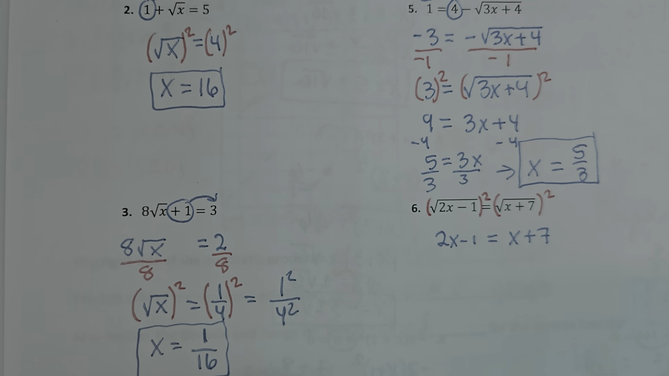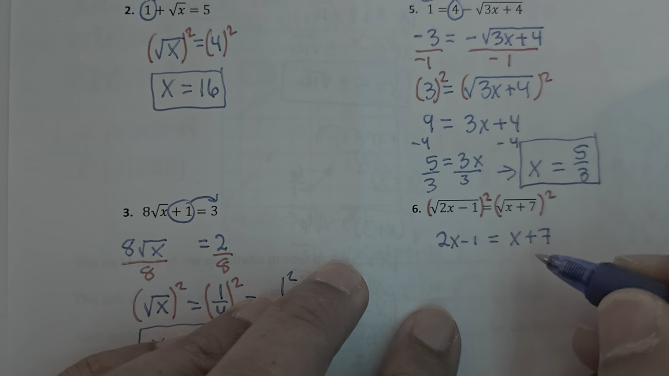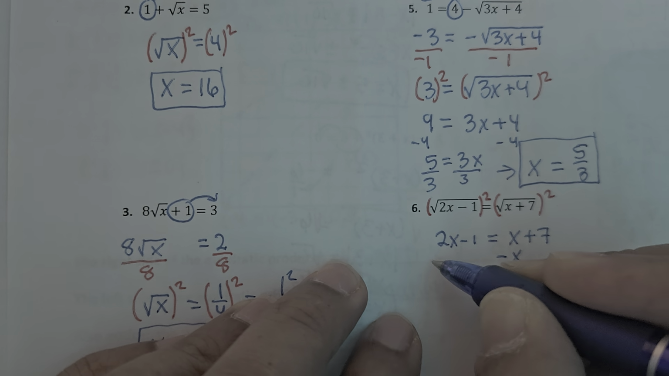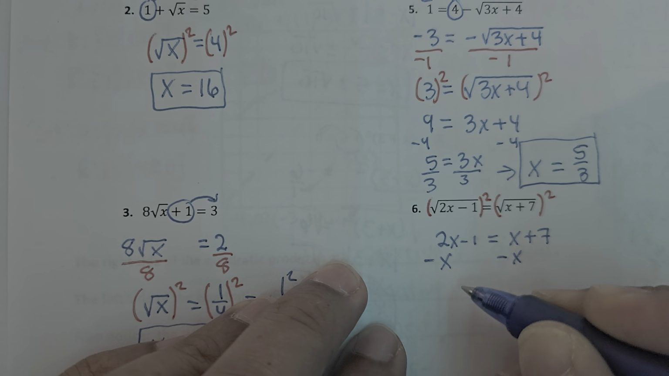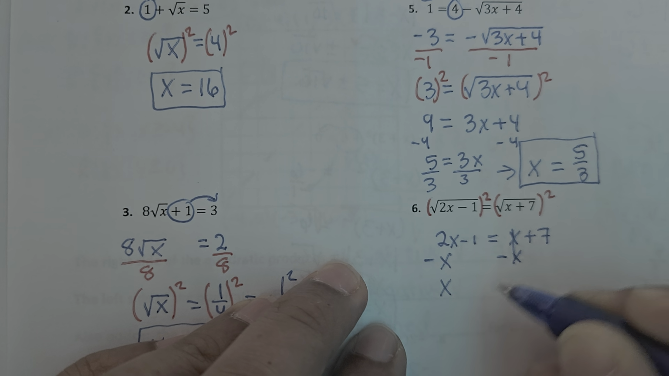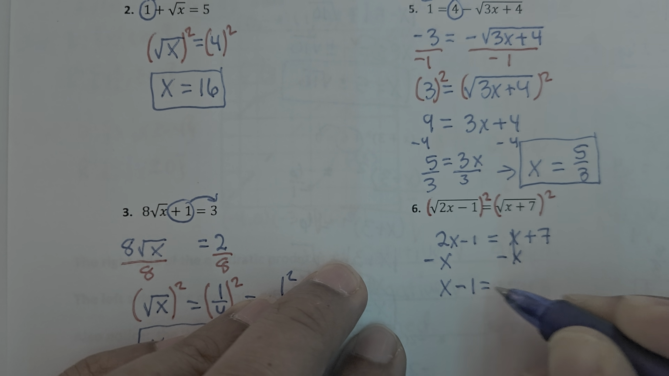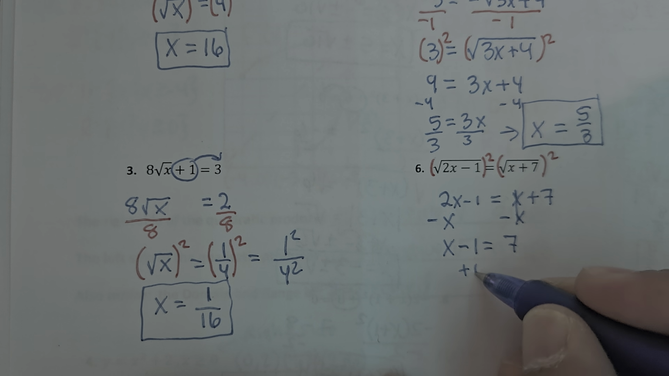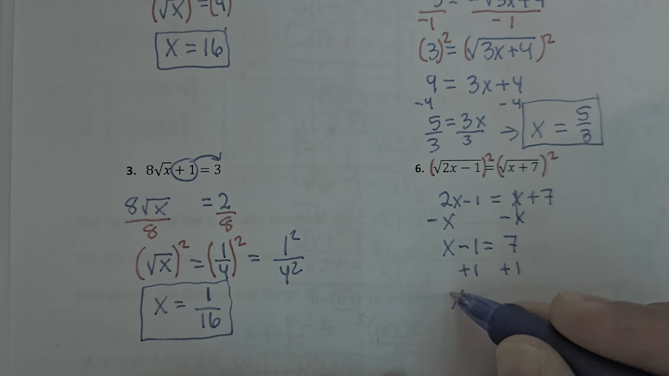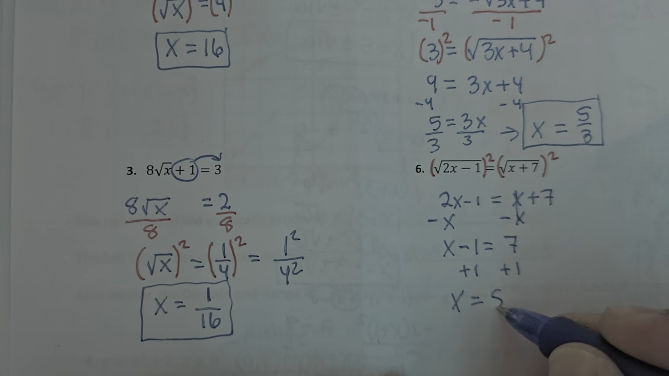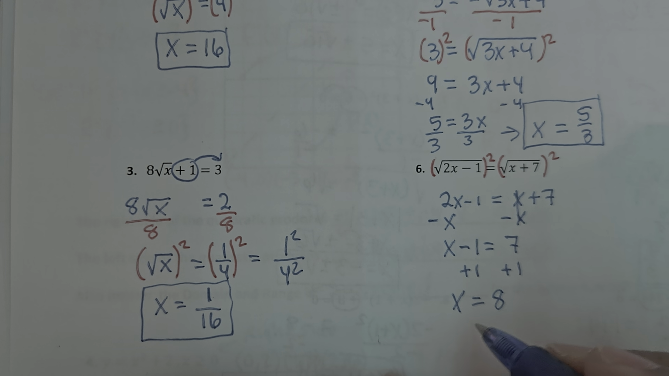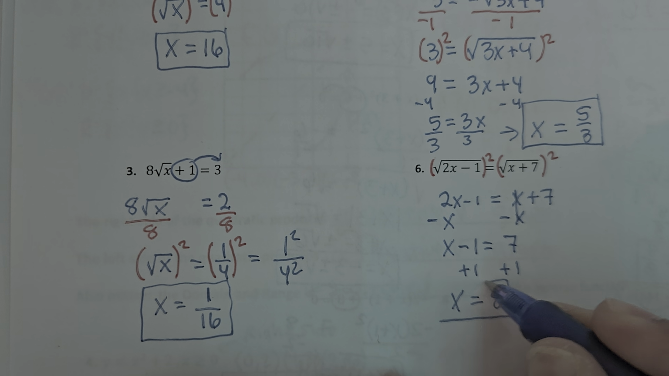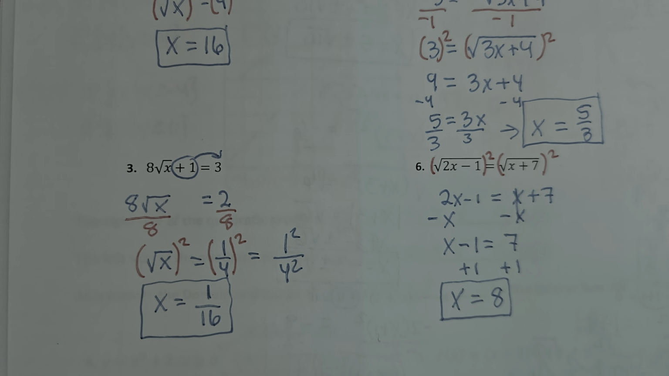Once you get to this point, you're solving for x. You do what you know how to do, okay? So I'm going to subtract x from this side and also from 2x. 2x minus x is x, and the x's cancel here. So x minus 1 equals 7. Since I'm solving for x, I'm going to add 1 to both sides of the equation. So then we find that x equals positive 8, okay? So this is the solution to this equation.